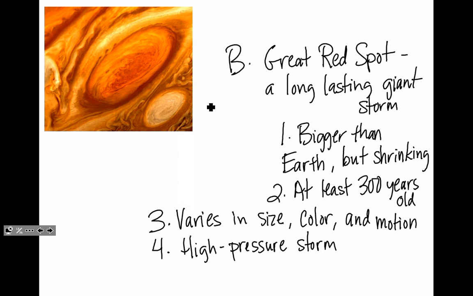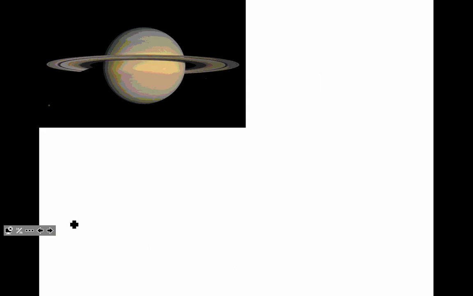So I'm going to post a video after this one about some of the most recent data about the Great Red Spot. And one of the things it said is not only is it shrinking, but it's surprisingly deep. It goes very deep into the atmosphere, and that might be part of why it's lasted such a long time. So check out that video after you watch this one.